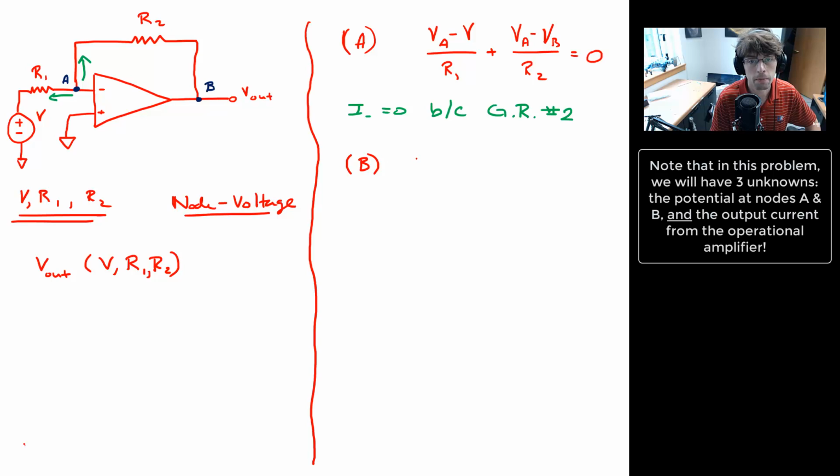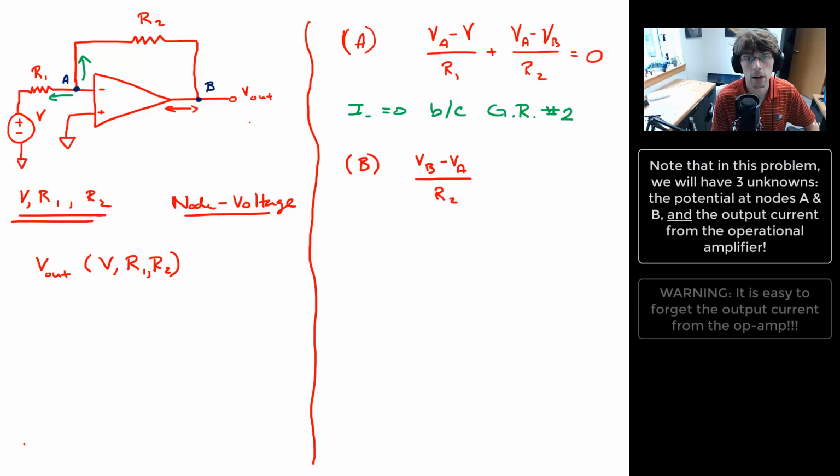Well, what do we have? We have VB minus VA over R2. Right? And then, again, recall that we can have a current going into or out of the output channel. So I'm just going to put plus I. I'm going to assume that there is a current that is going this way, which I'm going to call I. Equals 0.